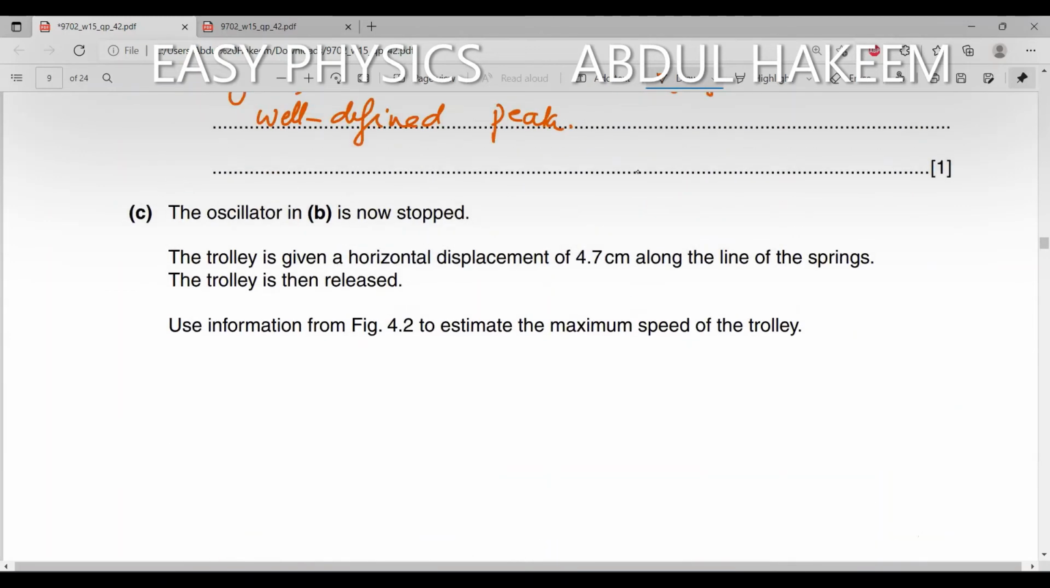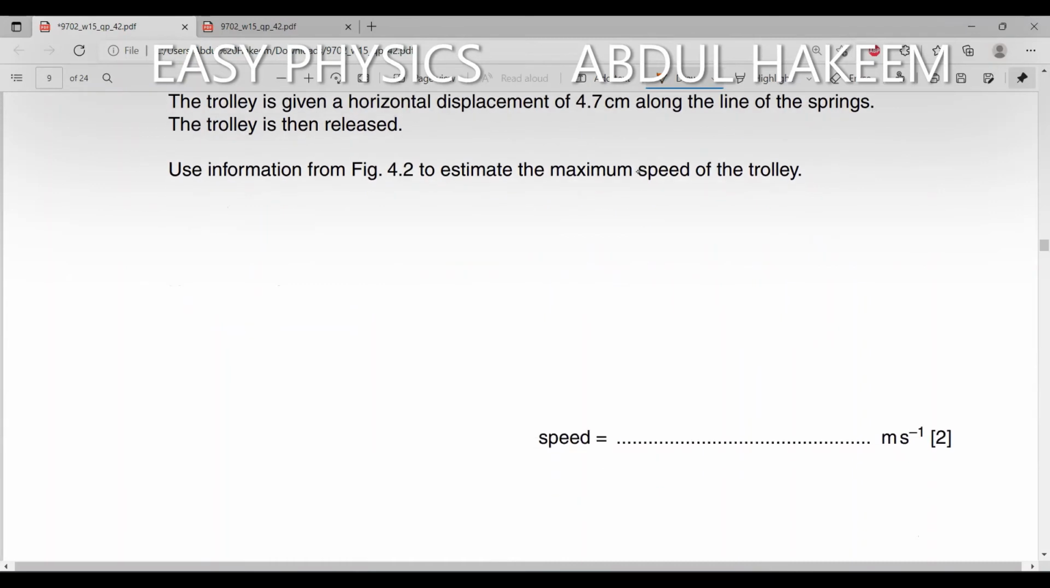The oscillator in B is now stopped. The trolley is given a horizontal displacement of 4.7 centimeter along the line of the spring. The trolley is then released. Use the information to estimate the maximum speed of the trolley. So maximum speed formula: v max is equal to x naught omega, and omega is equal to 2 pi f.